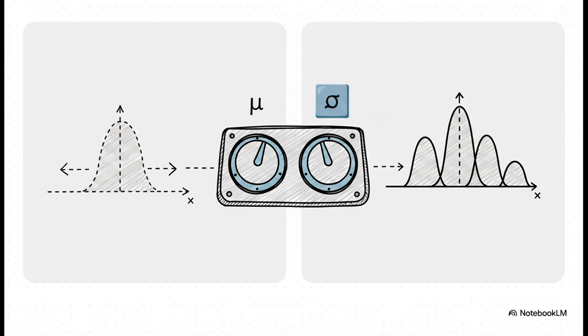Think of mu, the mean, as the location dial. You turn it up, and the whole curve just slides to the right on the number line. You turn it down, it slides to the left. It does nothing more than set the center of your data. Then you have sigma, the standard deviation. This is your spread dial.